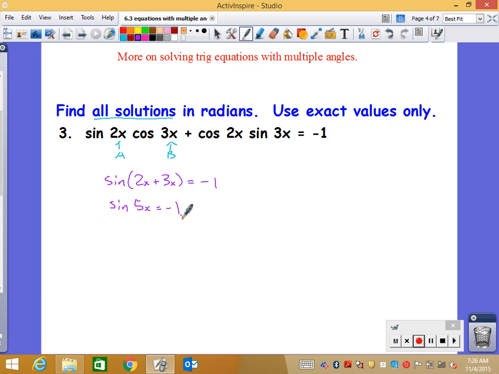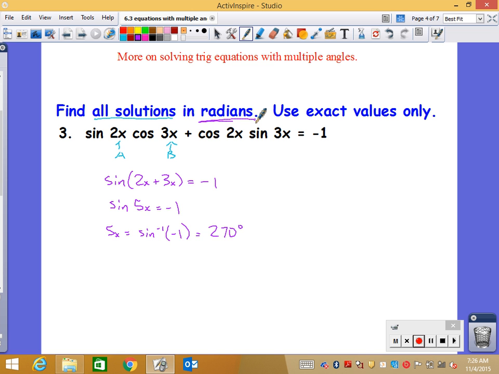So now we just have to do what we did before. Take the inverse sine of both sides. I get 5x is equal to inverse sine of -1. Well, from last slide we know that's 270 degrees. I'm going to do this in degrees and then change it into radians at the very end. Now, from here, I'm going to deal with this all solutions before I even divide by 5, and you'll see why in just a second.